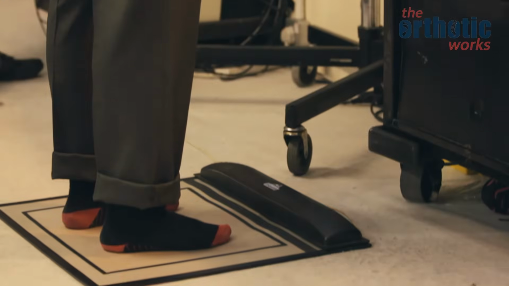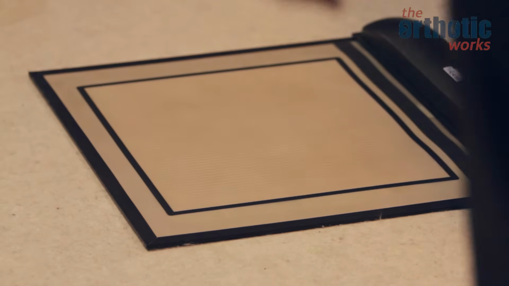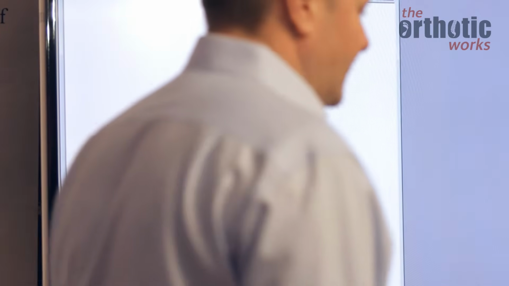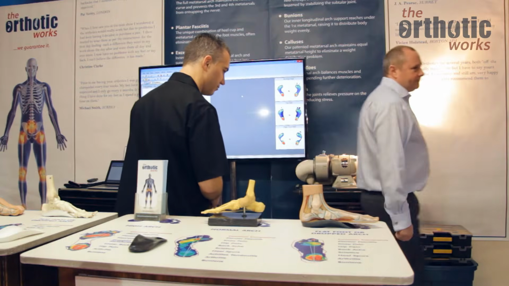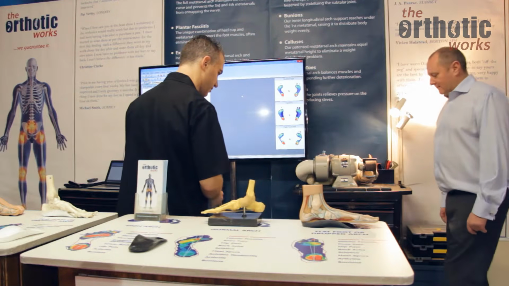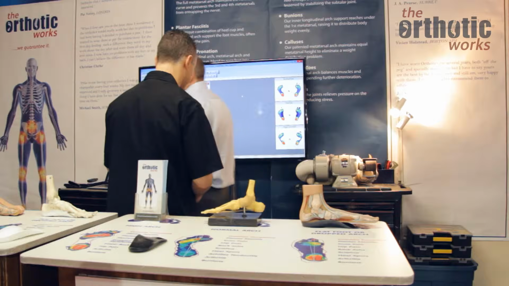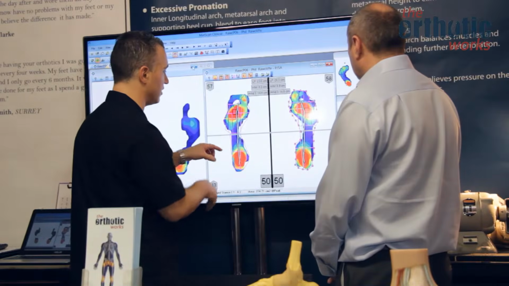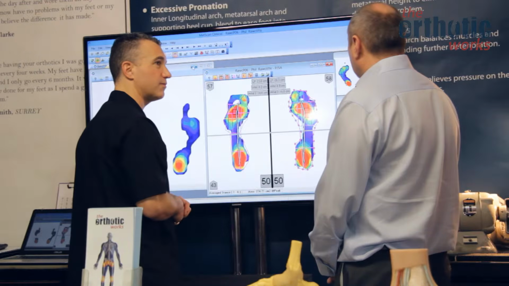So as you can see, as the clients are standing and walking across the platform, we're capturing their dynamic data so we can see how much their arch expands and contracts during motion. Again, most foot abnormalities are caused by improper motion within the lower limb structure. So if we can help support that and align that, that'll help ease all different kinds of foot problems.